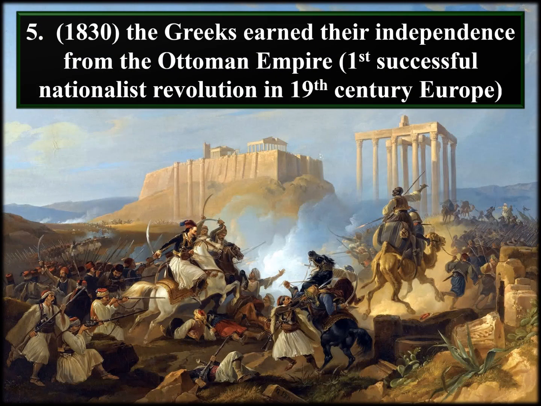One of the earliest nationalist movements actually did happen in the first half of the 19th century instead of the second half. That was with the Greeks. In the 1830s, the Greeks earned their independence from the Ottoman Empire. This was the first successful nationalist revolution in the 19th century in Europe.